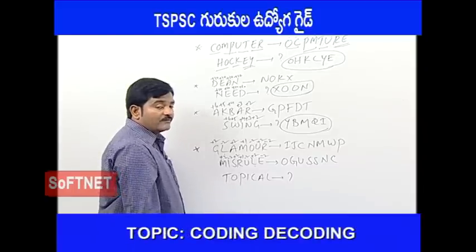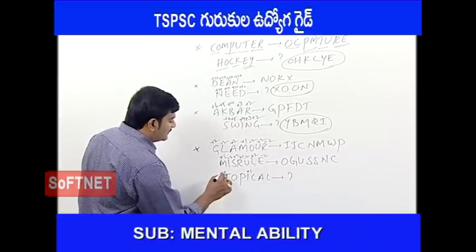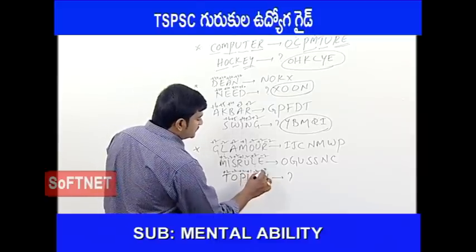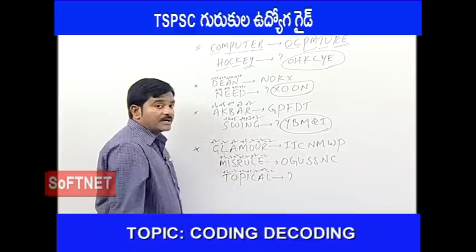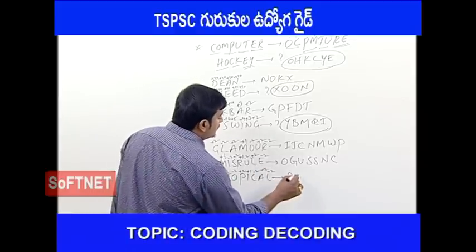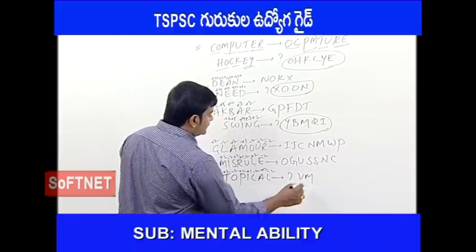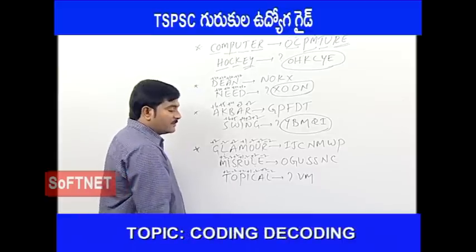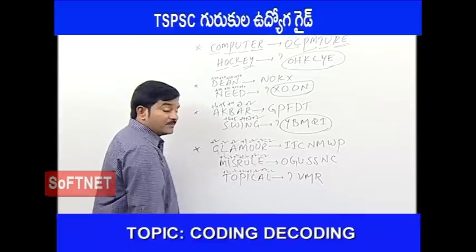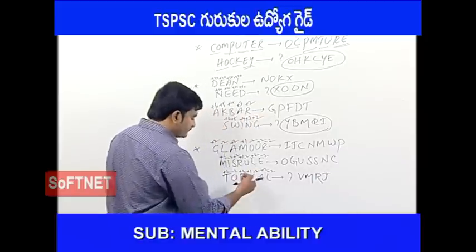Similarly, TOPICAL. Here they have 7 letters. For the middle one, we need to add plus 1. For the remaining, plus 2 minus 2 plus 2. For the next ones, minus 2 plus 2 minus 2. If you add the corresponding letters, what will you get? T is 20, plus 2, 22. 22 means V. 15 minus 2 means 13. 13th one is M. 16 plus 2 means 18. 18th one is R. Similarly, I means 9, plus 1 means 10. 10th one is J.